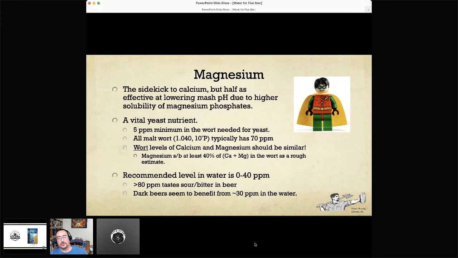Recommended levels in brewing water are anywhere from 0 to 40 ppm, depending. If you go over 80 ppm, the beer starts taking on kind of a sour, bitter character. Perhaps you're familiar with Phillips Milk of Magnesia. Dark beers do seem to benefit from having like 30 ppm in the water, promoting a rounder dark beer flavor and better fermentation.